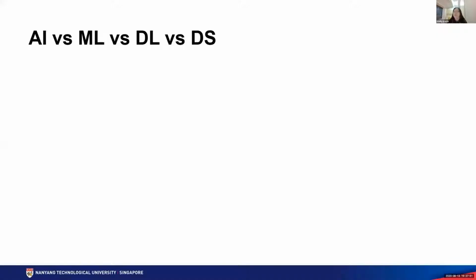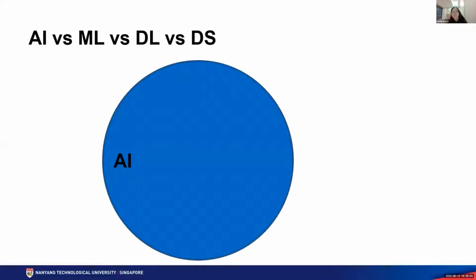Yeah, so before we start on getting started with AI, what exactly is AI and all these buzzwords nowadays, like artificial intelligence, machine learning, deep learning, and data science? So what are all those? First we'll start with AI. We have heard of a lot of AI applications, AI engineers, and many more. So what is it?